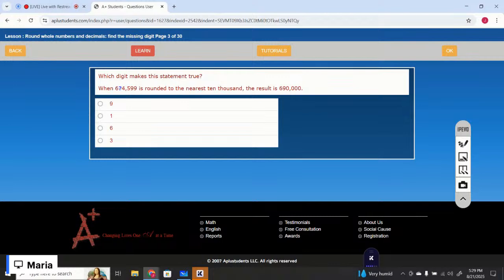Which digit makes the statement true? 6, the missing number, 459 is rounded to the nearest 10,000, that is 690,000. So which is the missing number?